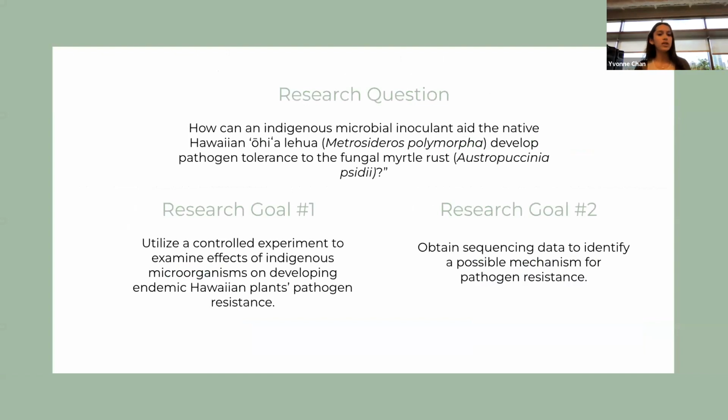So my research question is, how can an indigenous microbial inoculant aid the native Hawaiian Ohia lehua in developing pathogen tolerance to the fungal myrtle rust, or Austropuccinia psidii? Under this umbrella, I had two research goals. First and foremost, I wanted to utilize a controlled experiment to examine the effects of indigenous microorganisms on developing the pathogen resistance of Ohia lehua.